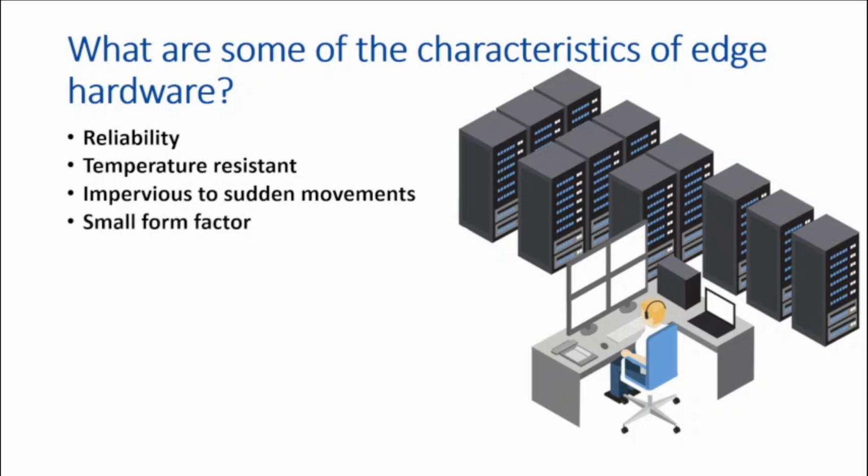Small form factor. With edge computers, compact is the name of the game. They often need to fit into cramped spots. Examples include smart cameras placed on walls, shelves, and ceilings, and smart thermometers packed in shipping boxes.